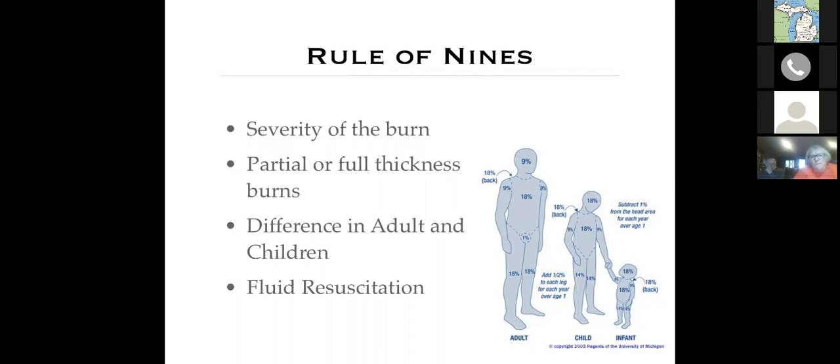We need to remember that when we're doing the rule of nines, we're only using this for partial or full thickness burns. We're not doing this for your first degree burns. It's going to be your second degree 1 and 2 and your third degree burns.